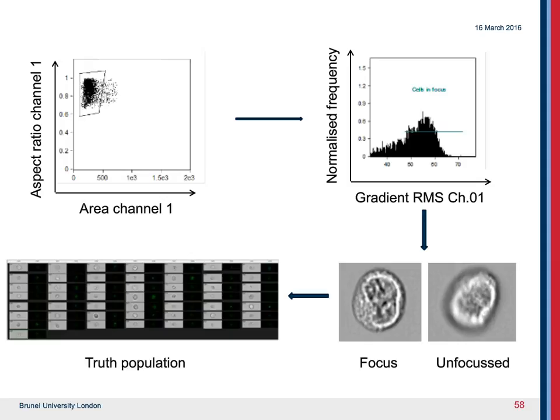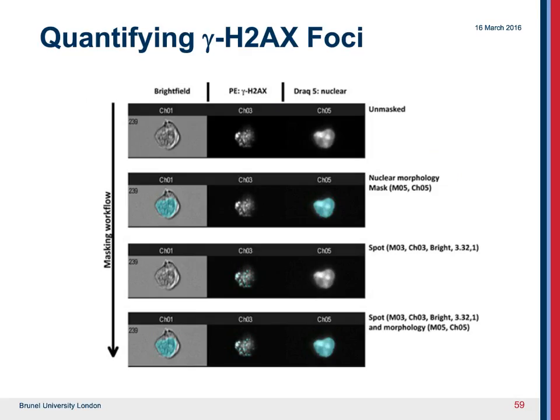Then we use the masking manager to quantify gamma H2AX foci, and you can see 4 panels of cells there. First, we have a bright field image on the top left, and then in the middle, in black and white, you can see a cell with lots of little dots, and those are the foci. And then on the right, you can see the region of the nucleus, which has been identified by the DRAQ5 stain. So the first thing we do is we use the mask manager to identify the nuclear region. You can see that coming up in that lovely light blue color.